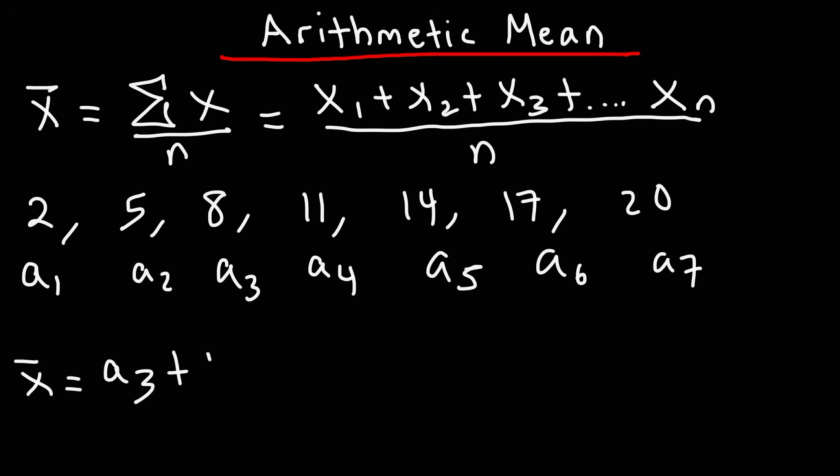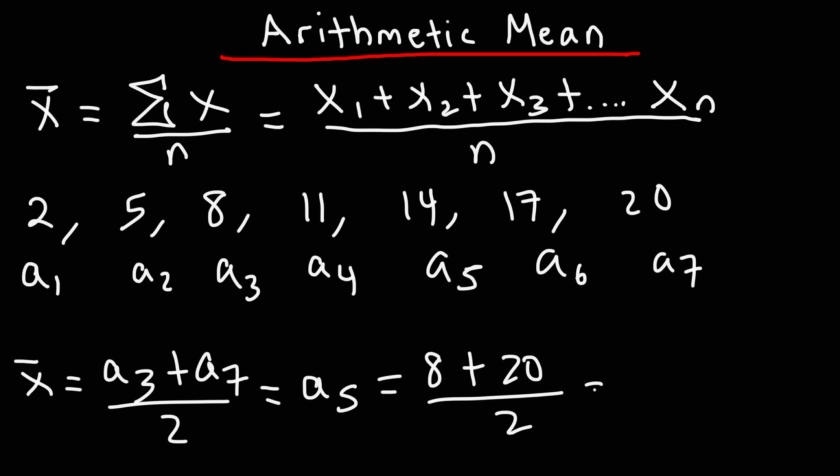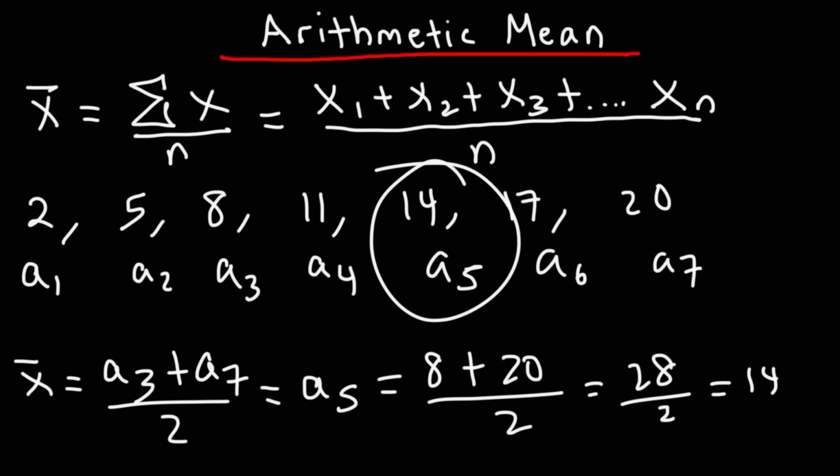So A3 plus A7 divided by 2. The average of 3 and 7 is 5, so we should get the fifth term. A3 is 8, A7 is 20. 8 plus 20 is 28. 28 divided by 2 is 14, which equals A sub 5. So that's how the arithmetic mean works in an arithmetic sequence.